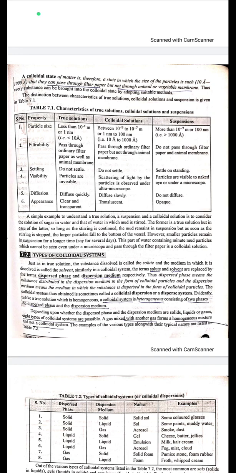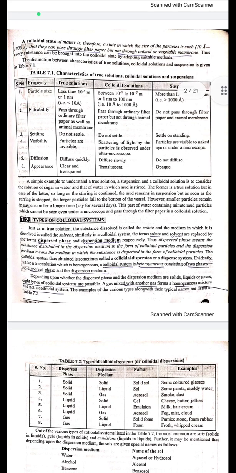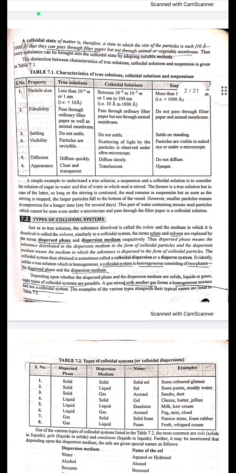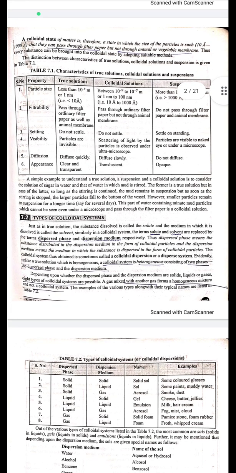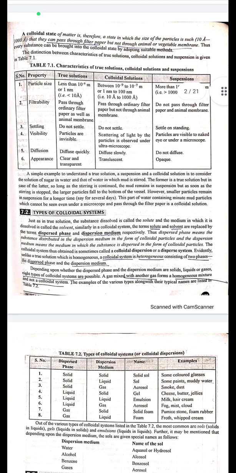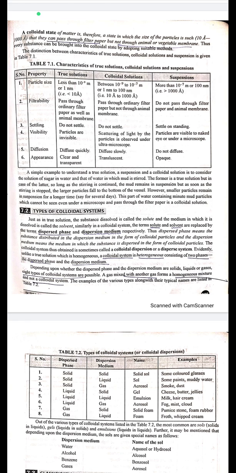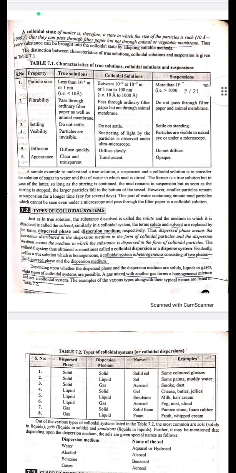A simple example to understand a true solution, a suspension, and a colloidal solution is to consider the solution of sugar in water and that of water in which mud is stirred. The former is a true solution, but in the case of the latter, so long as the stirring is continued, the mud remains in suspension, but as soon as the stirring is stopped, the large particles fall to the bottom of the vessel. However, smaller particles remain in suspension for a longer time. That part of water containing minute particles which cannot be seen even under a microscope and pass through the filter paper is a colloidal solution.